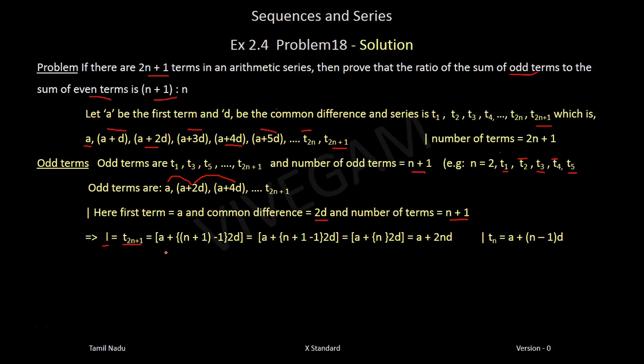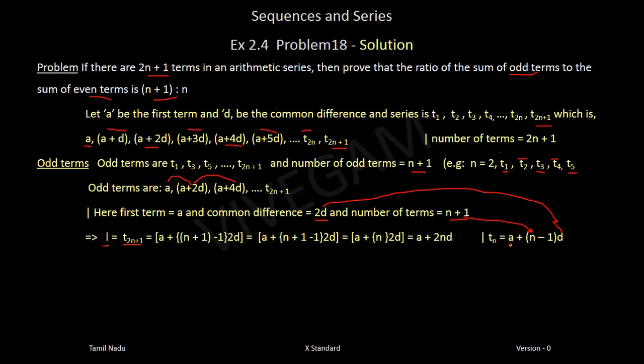So what is our last term? It will be a plus n minus 1 into d, that is, number of terms minus 1 into d. How many terms are there? N plus 1. So you remember this formula. What is this formula? Nth term is a, the first term, plus number of terms in the series minus 1 into the common difference. So what does it mean? The number of terms here is n, correct? So this will become n plus 1. What is our common difference? The common difference is 2d. So this will become 2d.